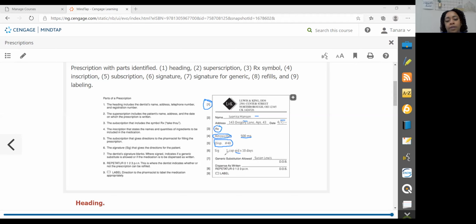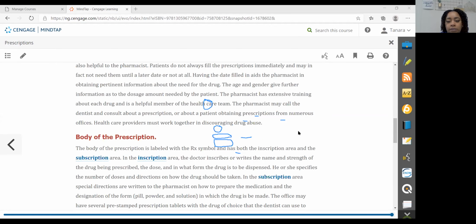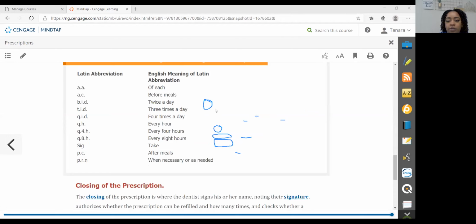So, if I scroll down here, I'm going to show you really quick so it can make sense. Okay, don't worry about this, but here you have, let's find SIG, and it symbolizes to take. So you see it said take, so that gives directions. And then if we go here, it had QID, means quad, and it means four times a day. All right, 4 times a day. So let me erase this really quick.